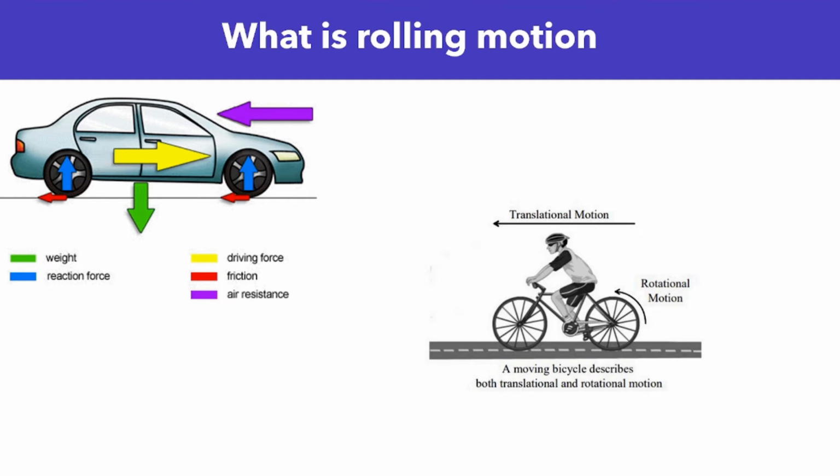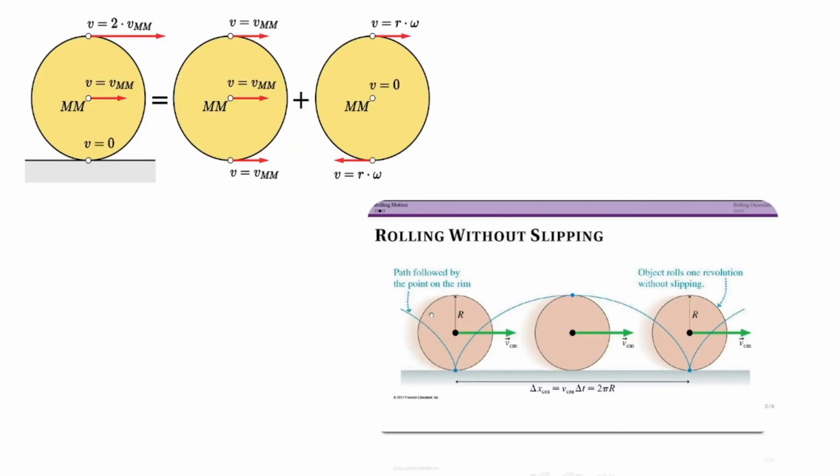Let us assume that a disc-shaped body is rolling over a surface without slipping. In other words, at any particular instant of time, the part of the disc in contact with the surface is at rest with respect to the surface. The rolling motion is a combination of translational motion and rotational motion for a body. The motion of the center of mass is the translational motion of the body.